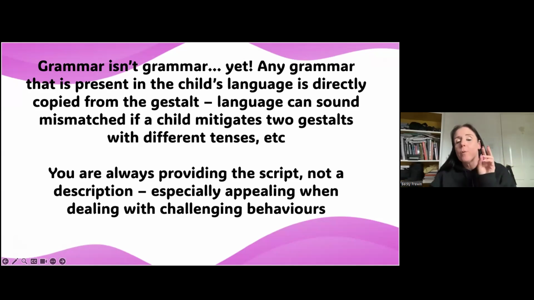So you're always providing a script, not a description, especially when dealing with challenging behaviors. When we're dealing with challenging behaviors, we're often providing a description. That's often our default. Please provide the script.